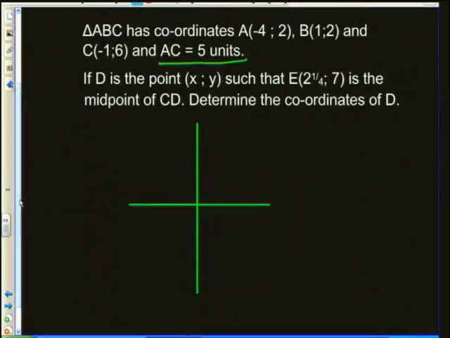Let's just see the points again. We're talking about lines C and D. So C was (-1, 6). Let's just more or less plot it. We're not going to be exact, but there's point C. And point E was (2 1/4, 7).